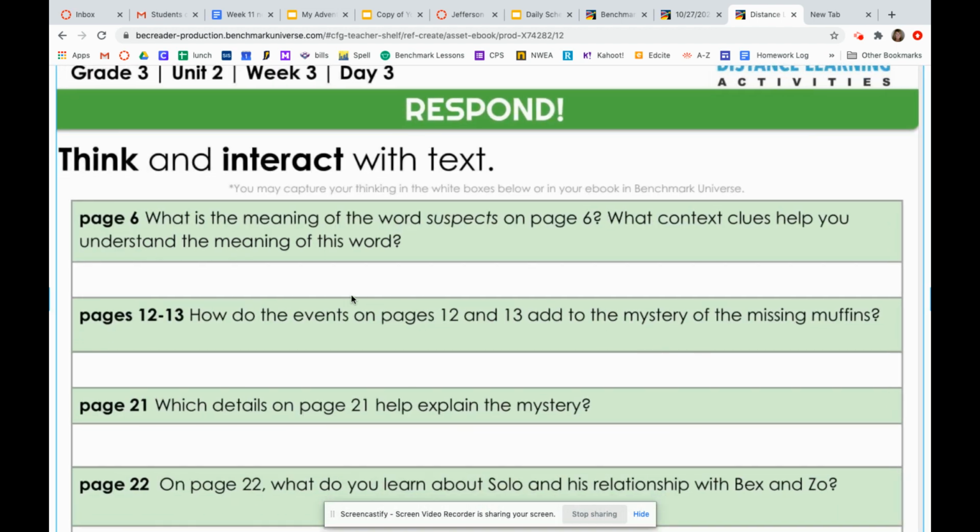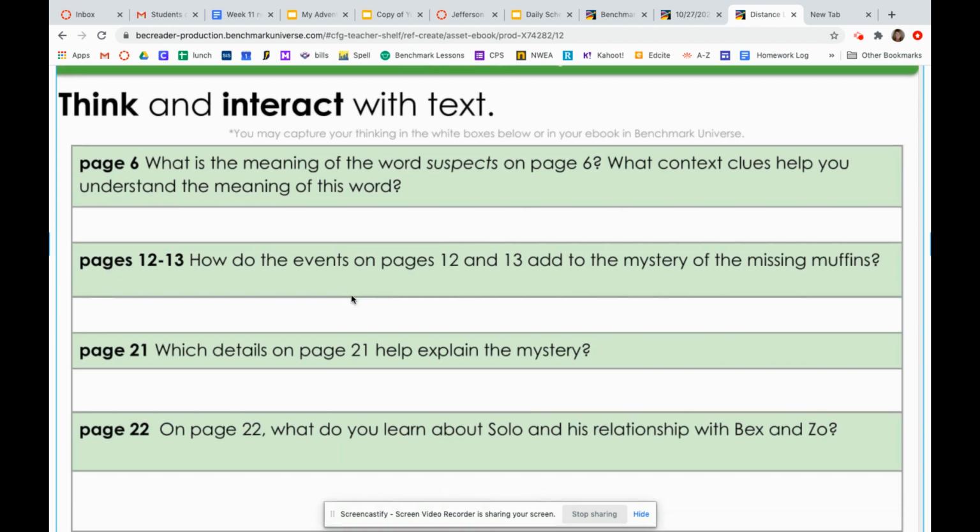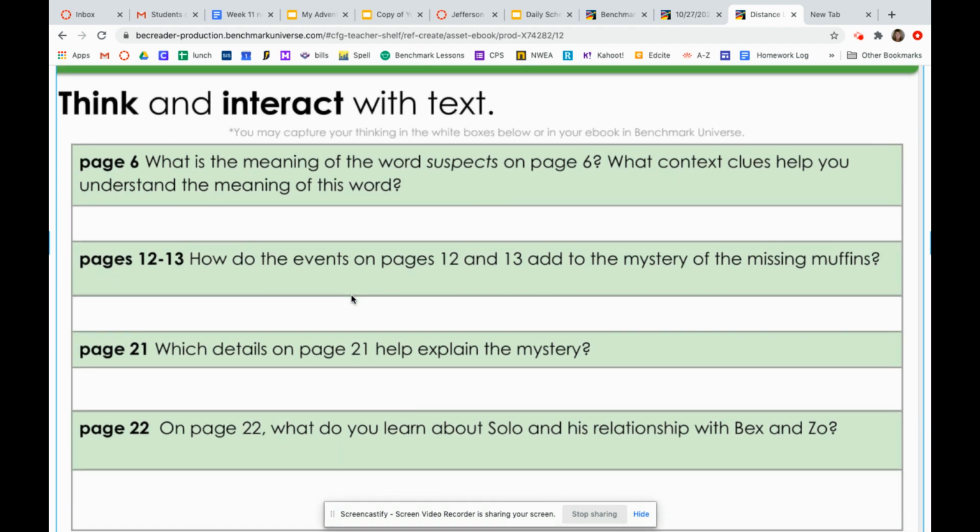You've got some questions here. What is the meaning of the word suspects on page 6? Okay, you're going to use context clues to help you understand the meaning of this word. Context clues means we're just reading the words around the word suspect to see if we can figure out a logical definition for suspects.